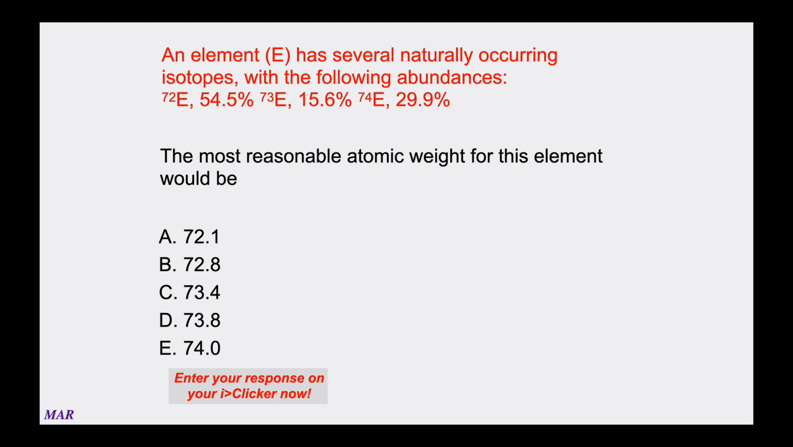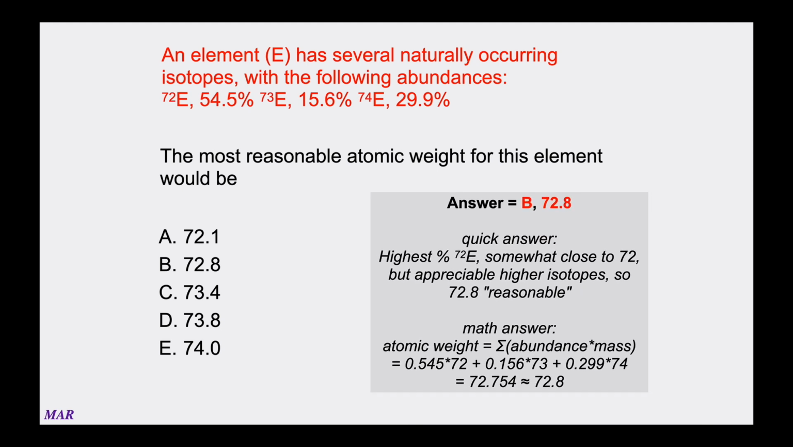Like if we had 90% 72 and maybe just a little bit of the others, that would make sense. But that's probably too much. On the other hand, 73.4 and the bigger ones below it, those would imply that you had high abundances for isotope 73 and 74. And they're just not that big compared to 72. So I would argue in this question that probably answer B is the right one.